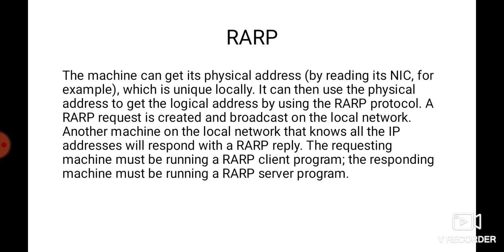An RARP request is created and broadcast on the local network. Another machine on the local network that knows all the IP addresses will respond with the RARP reply. The requesting machine must be running a RARP client program, and the responding machine must be running a RARP server program. It means there is a server which is responsible for generating the IP addresses for all the clients to which it is connected. So the client will send a request with its physical address, and then a corresponding logical address will be assigned to the client at that time.